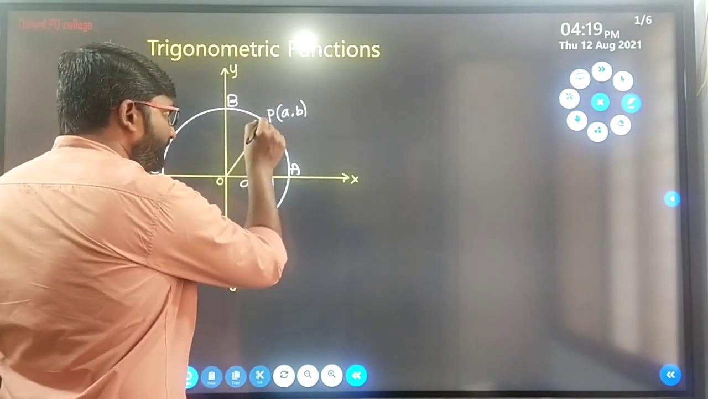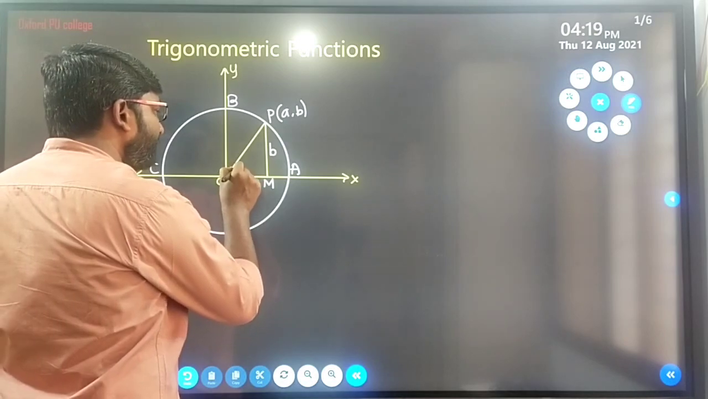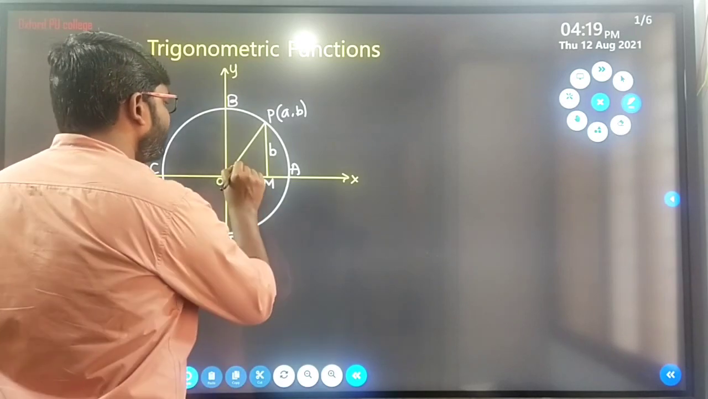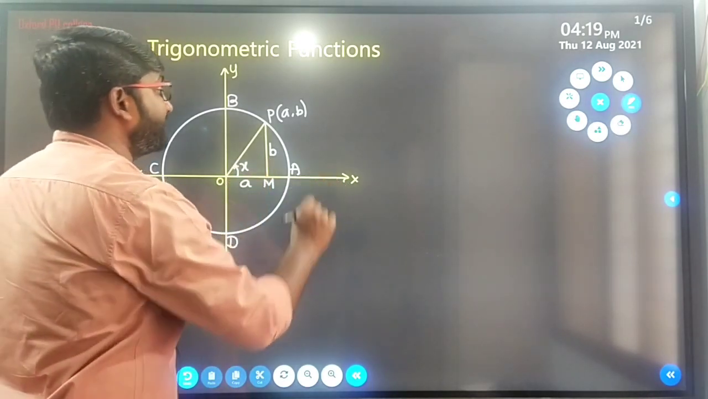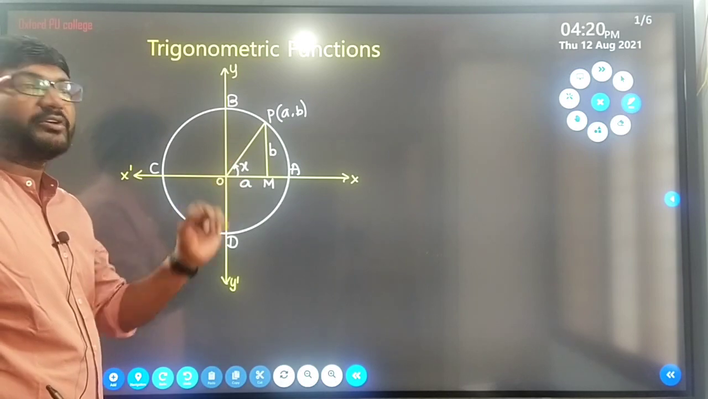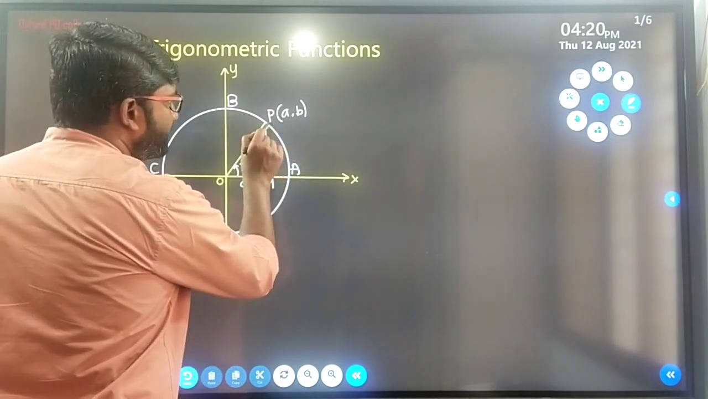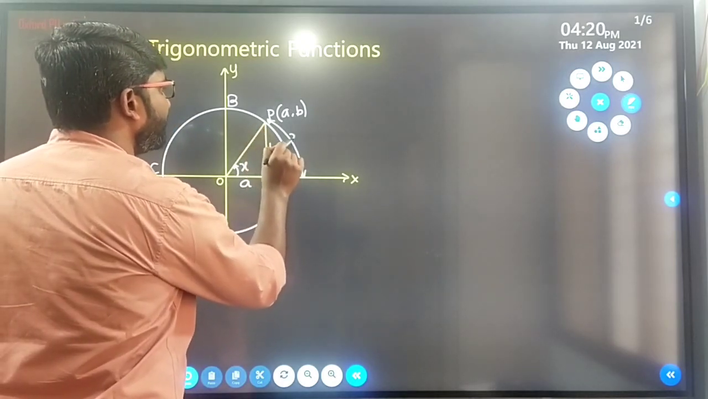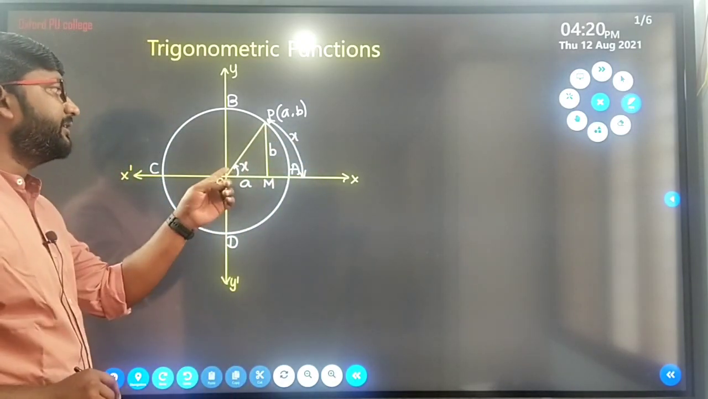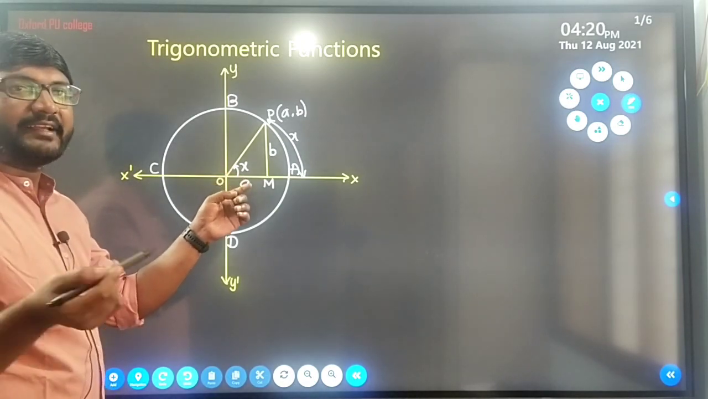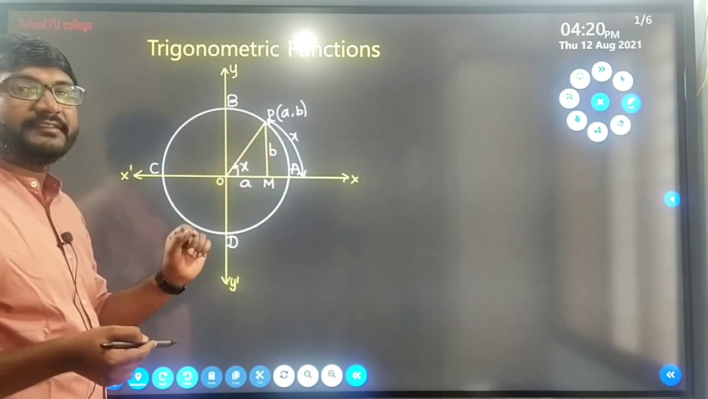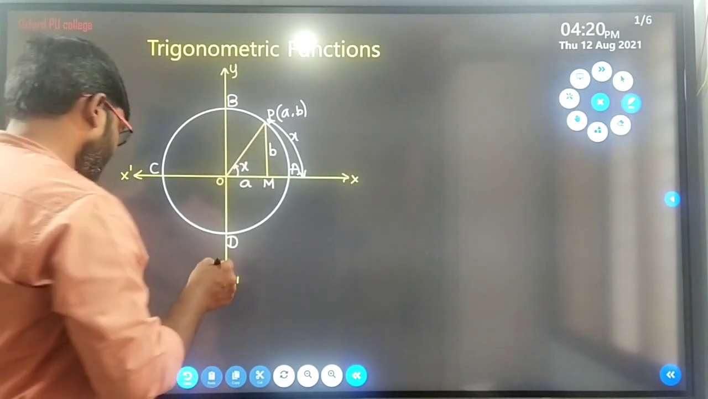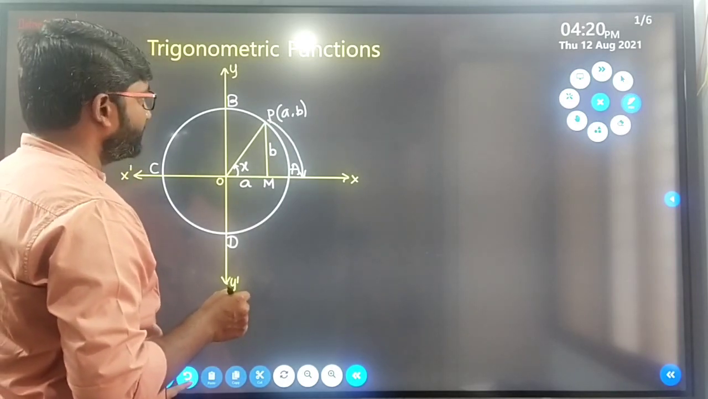Now here this OP makes an angle x radian with the positive x-axis. This is going to be the arc length, so that will also be x. Whenever you have an x radian angle, the arc length will also be x. If you have 1 radian here, this arc length will also be 1.